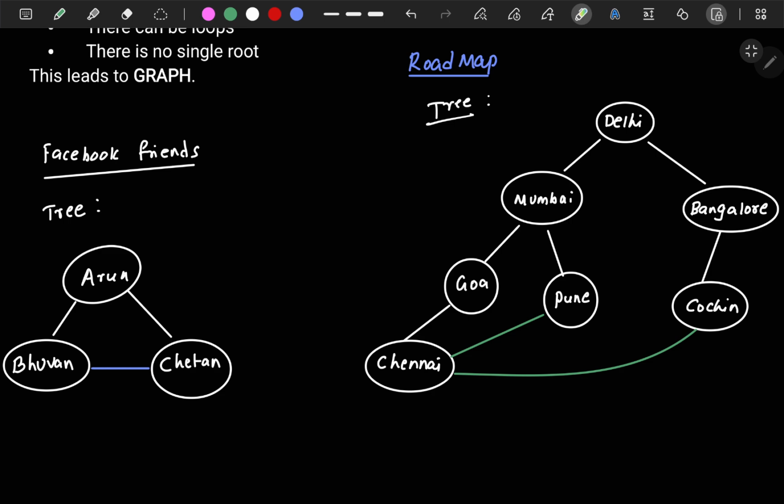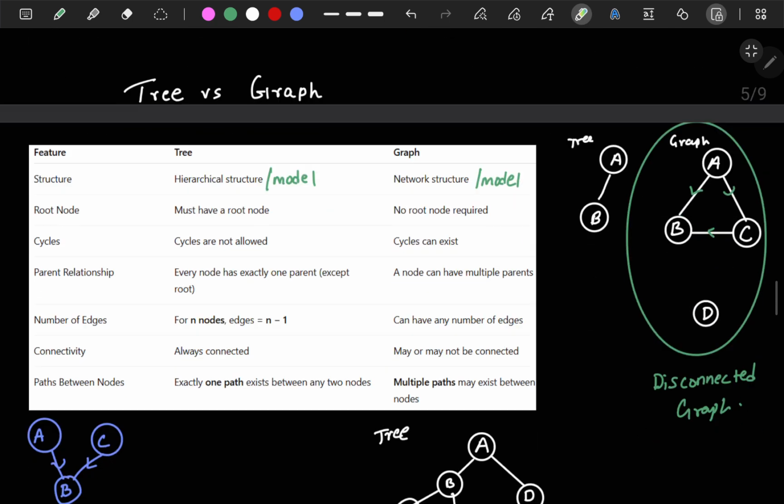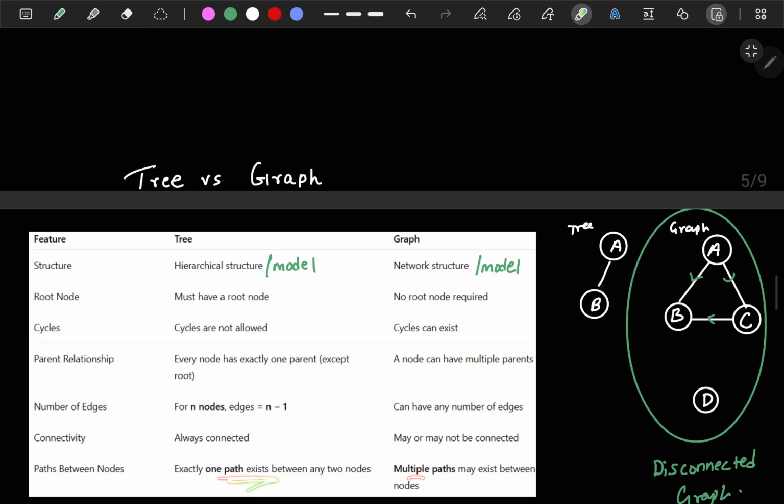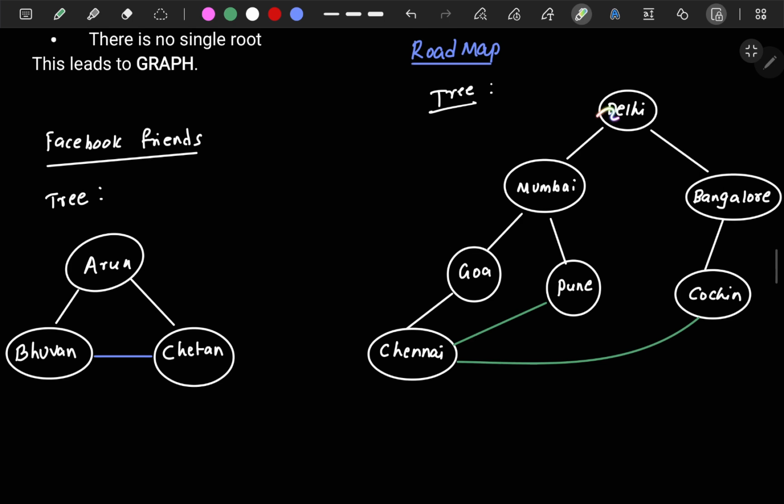And one more thing, there is one more definition of a tree: there should not be multiple paths. There should be only one path. You can see if you are representing a tree data structure, then there should be only one path. But here, to reach from Delhi to Chennai, we have multiple paths. We can go from Delhi to Mumbai, Mumbai to Pune, and Pune to Chennai. Then from Bangalore to Cochin, then Cochin to Chennai. Multiple paths are there. So you can see there is a cycle now, right? And there are multiple paths.